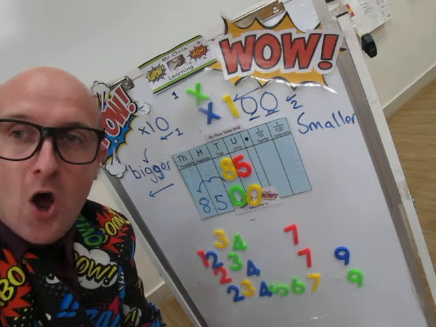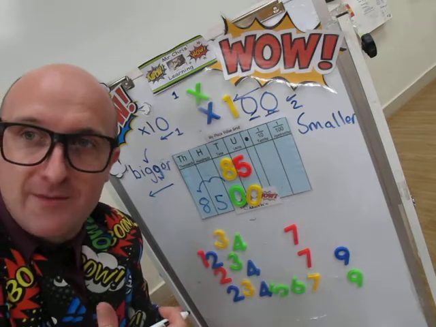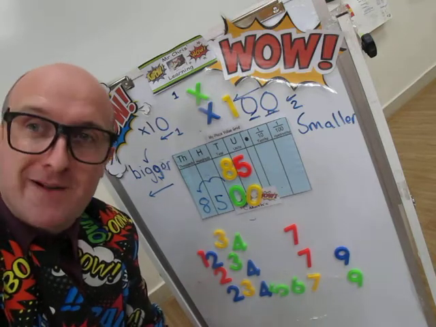So hopefully you understand that now. I will do one with decimals, and then we'll do divided by tens and hundreds.